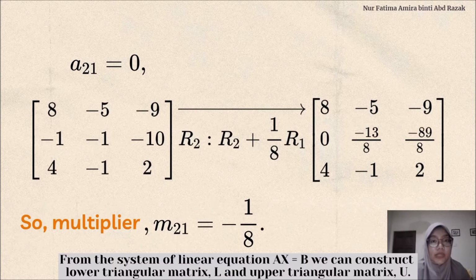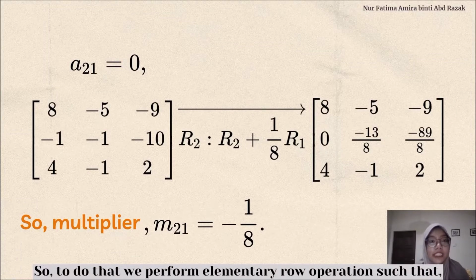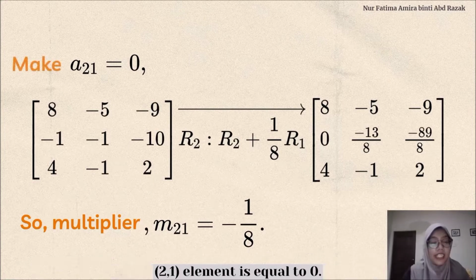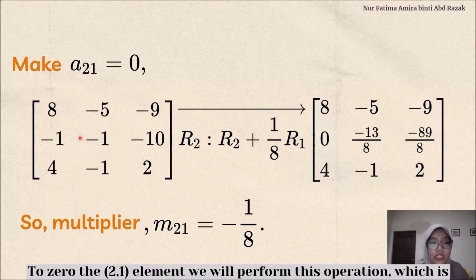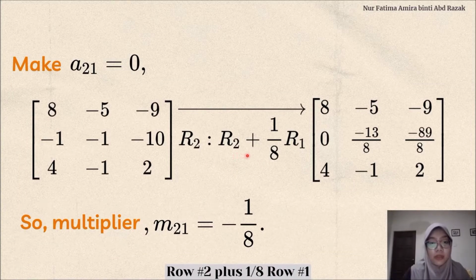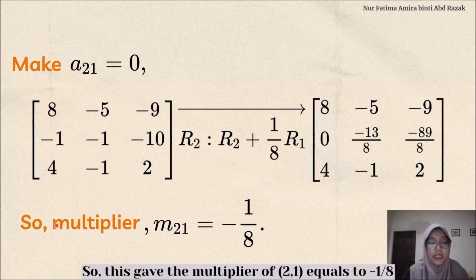From the system of linear equations AX equal to B, we can construct the lower triangular matrix L and the upper triangular matrix U. To do that, we perform elementary row operations such that the 2,1 element is equal to 0. Our 2,1 element is negative 1. To zero the 2,1 element, we perform this operation, which is row number 2 plus 1 over 8 row number 1. So this gives the multiplier of 2,1 equal to negative 1 over 8.